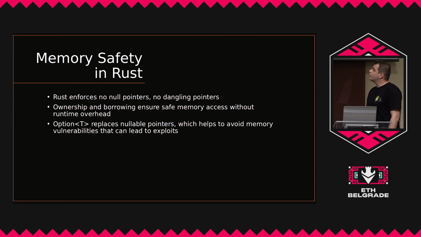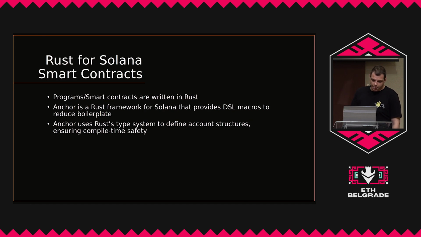Memory safety in Rust is really important. Rust enforces no null pointers or dangling pointers. Ownership and borrowing mechanisms ensure safe memory access without runtime overhead. We also have the type Option that replaces null pointers, which can help avoid vulnerabilities to exploits.